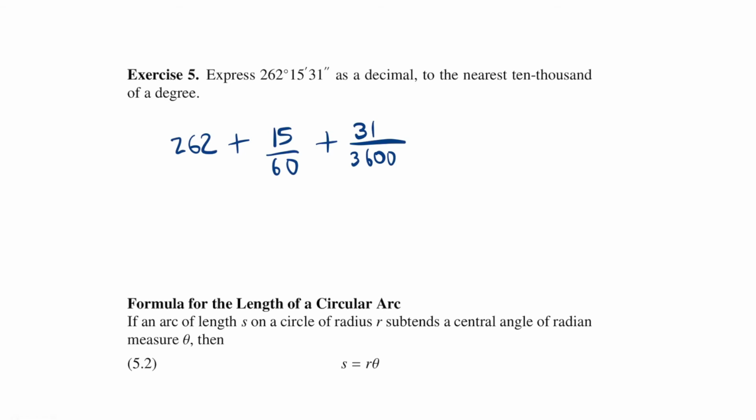All right, so if you type this into your calculator exactly the way you see it, you should get 262 point. They want it to the nearest 10,000. So this is ones, tens, hundreds, thousands, 10,000s. So tenths, hundredths, thousandths, ten-thousandths. So we need 1, 2, 3, 4 decimal places.